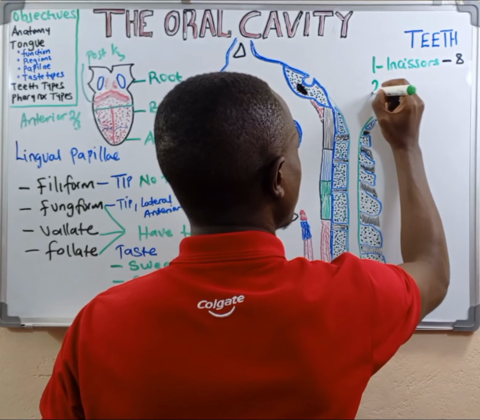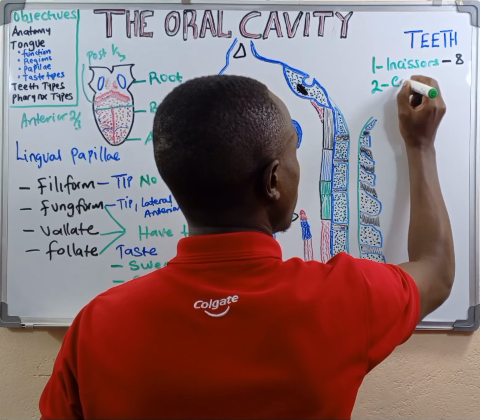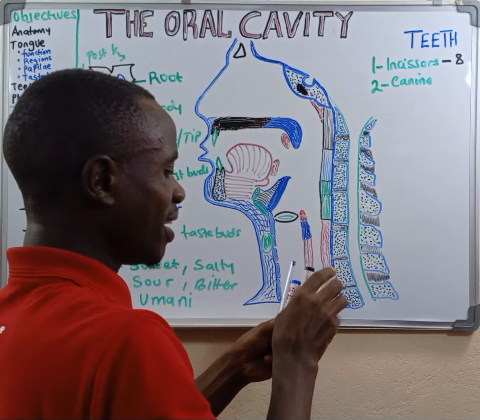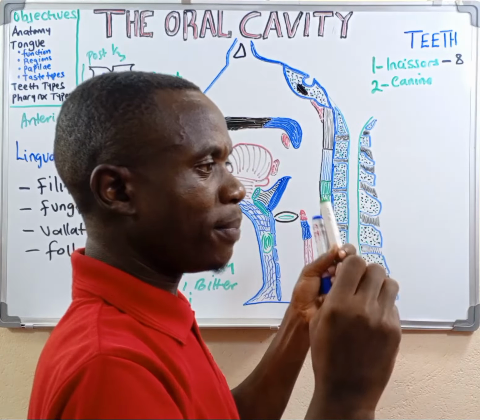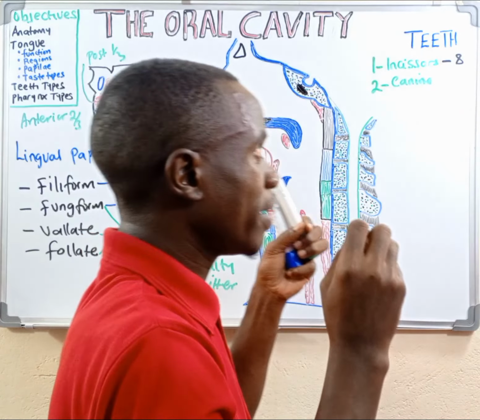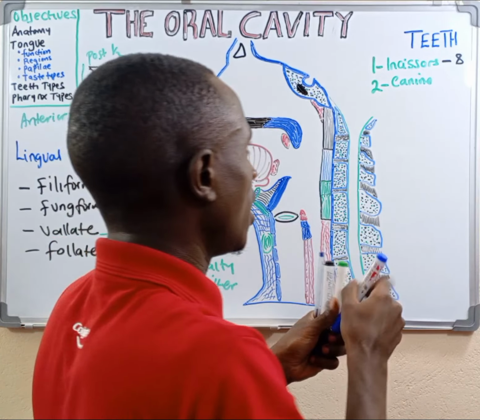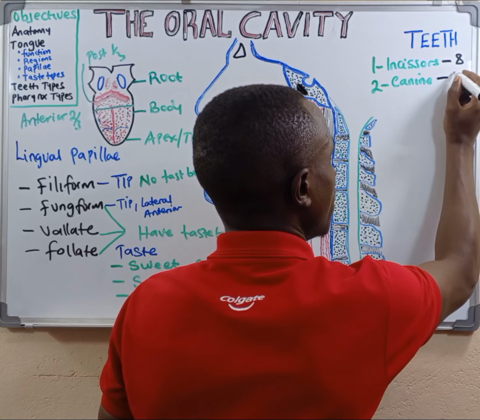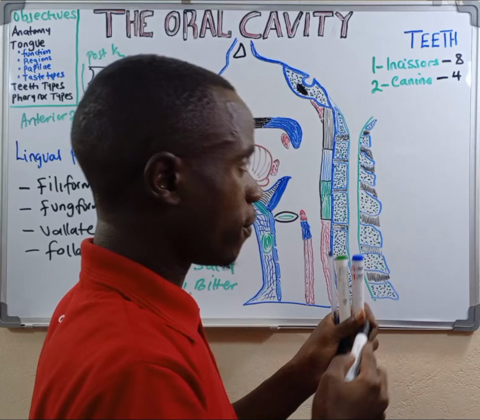The second type of teeth is the canine. The canine is located slightly at the back as you move off from the incisors. The next pair you reach after the incisors is the canine, and these ones are only 4 in number.